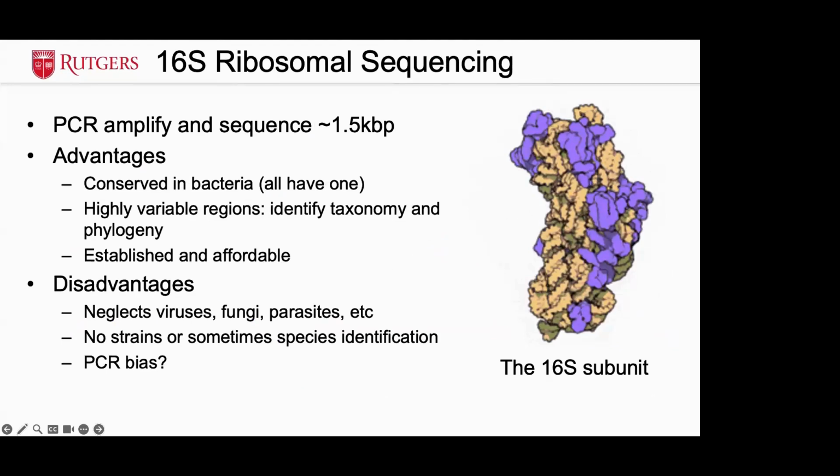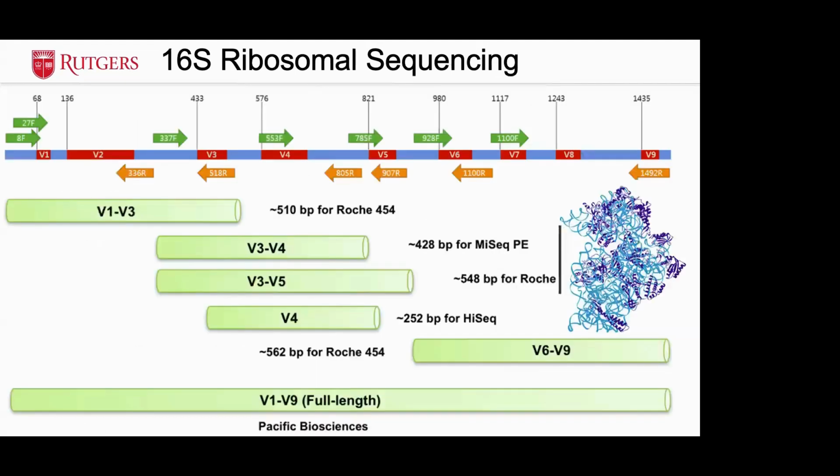Again, the idea is you PCR amplify the 16S ribosomal gene that all bacteria, or most bacteria, have. It's highly conserved except in certain variable regions. This is just a representation of that 16S gene, where the blue represents regions that are highly conserved, and the red represents regions where you have more variability across species.